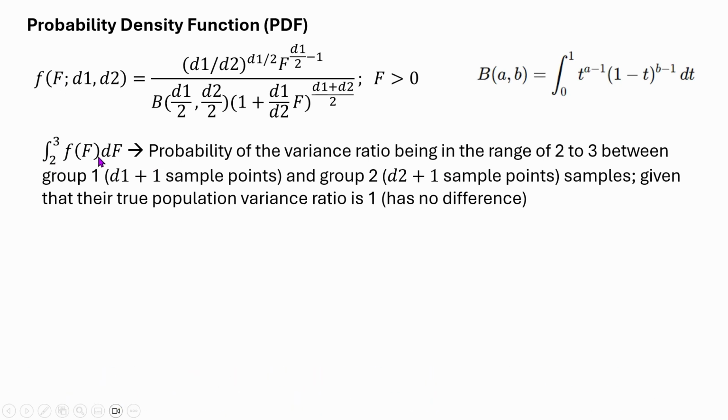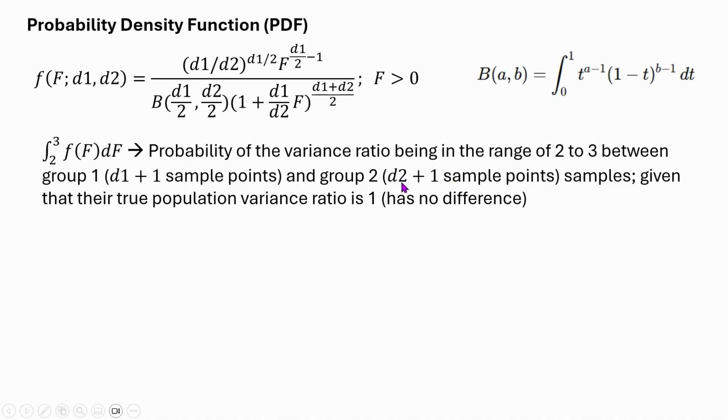So we can only integrate. We can say what is the probability in the range of 2 to 3. So when f equal to 2 to f equal to 3, what is the probability in this range? So what this actually means is this: the probability of the variance ratio being in the range of 2 to 3 between group 1 and group 2 samples.